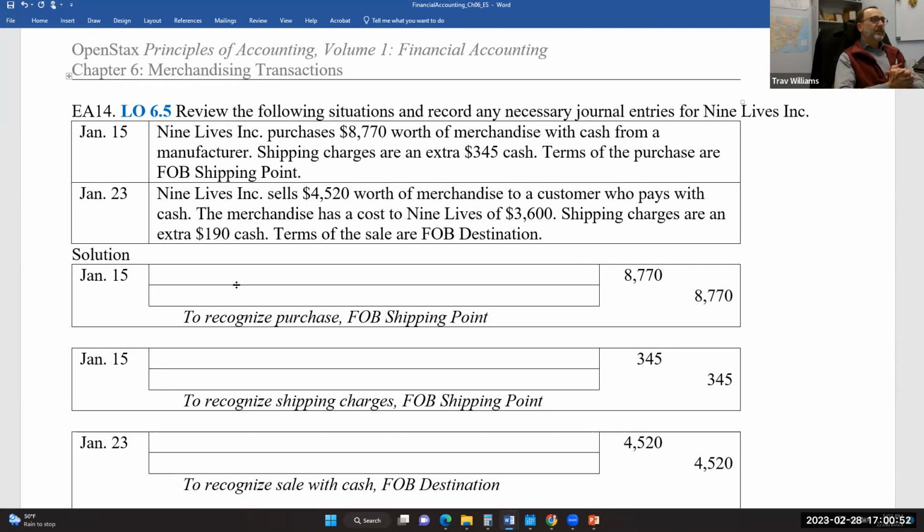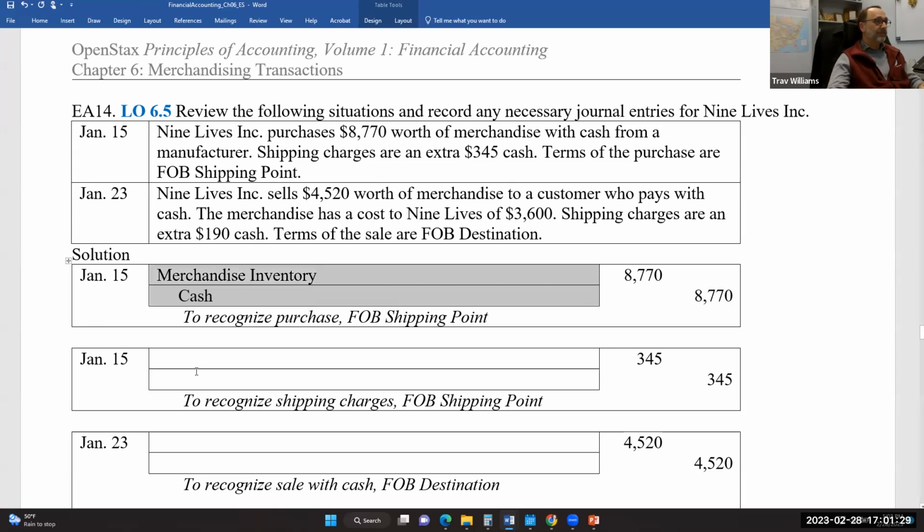Okay, so let's see. Here, the company is the purchaser, and they paid with cash. So merchandise inventory. They paid with cash. FOB shipping point, so the purchaser does not need to worry. Wait a minute. Oh, they do need to worry about the shipping cost because it's FOB shipping point. That's right. So again, that's going to look exactly the same. Debit to merchandise inventory, credit to cash.